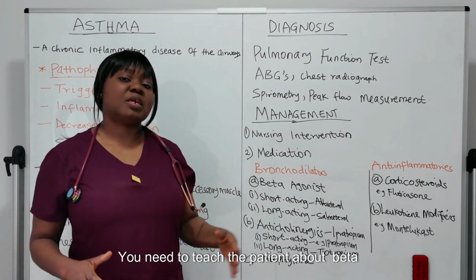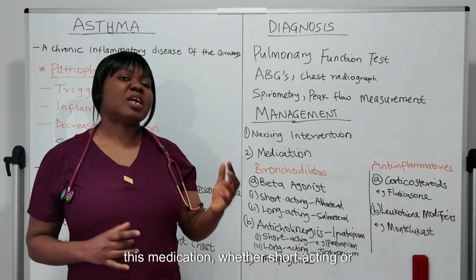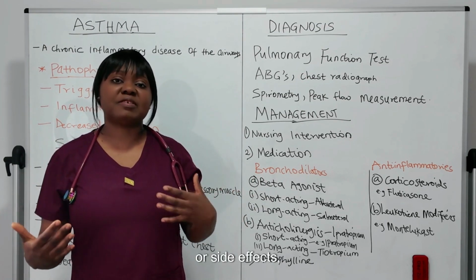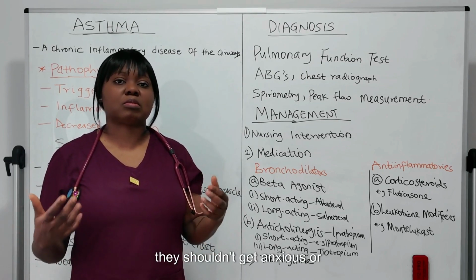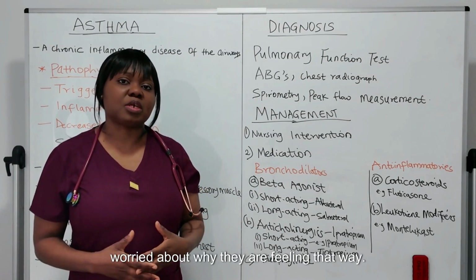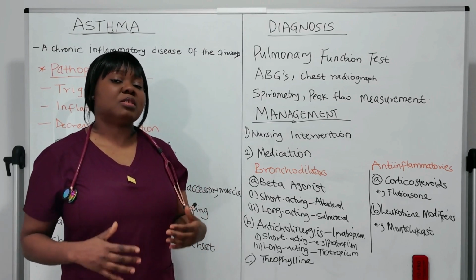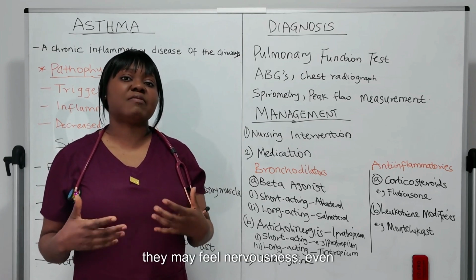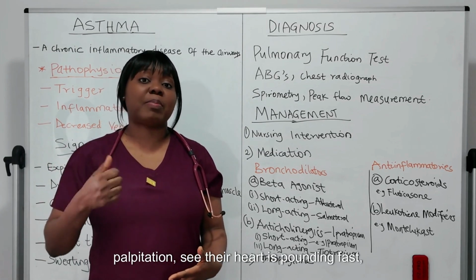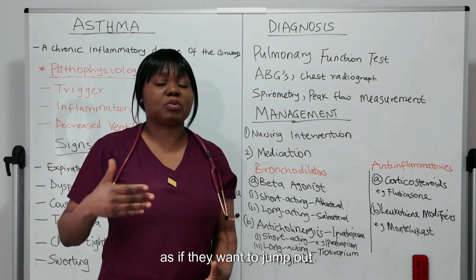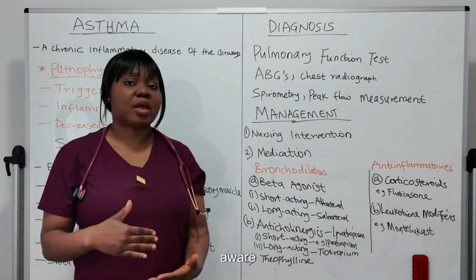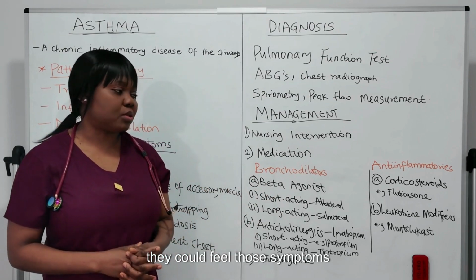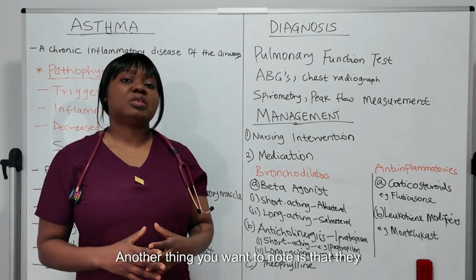You need to teach the patient about beta agonists. Whether short-acting or long-acting, you want to teach them, because when they are taking the medication and begin to see some signs or side effects, they shouldn't get anxious or worried about why they are feeling that way. So it's important you teach them at every stage. For beta agonists, there may be increased heart rate, tachycardia. They may feel nervousness, even palpitation, where the heart is pounding fast as if it wants to jump out. So teach them this so they are aware that when they take the short-acting or long-acting beta agonist, they could feel those symptoms. Another thing to note is that beta agonists are inhaled.